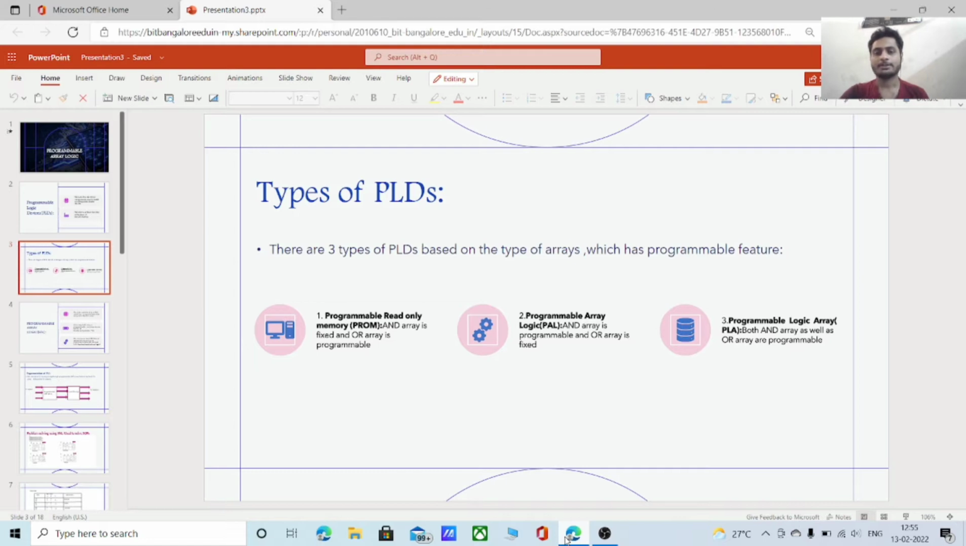Let us know what the types of PLDs are. PLDs have two types of arrays, namely AND array and OR array. Based on this, we have three types of PLDs. First one is programmable read-only memory, or PROM. In this, AND array is fixed and OR array is programmable. Second one is PAL, which we are going to discuss in the video. It has a programmable AND array and a fixed OR array. Third one is programmable logic array, or PLA. In this, both AND array and OR array are programmable.